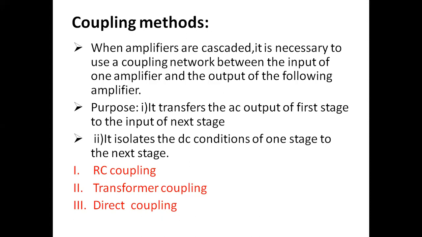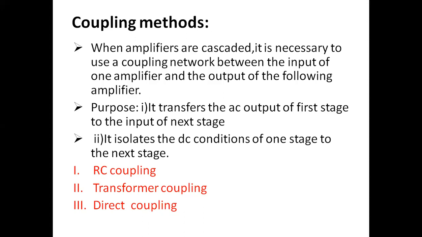When amplifiers are cascaded, that means if you want to give the output of the first stage to the input of the next stage in a multi-stage amplifier, it is necessary to use a coupling network or a coupling device between the stages. What is the purpose of coupling in the multi-stage amplifier? Mainly it transfers the AC output of the first stage to the input of the next stage.